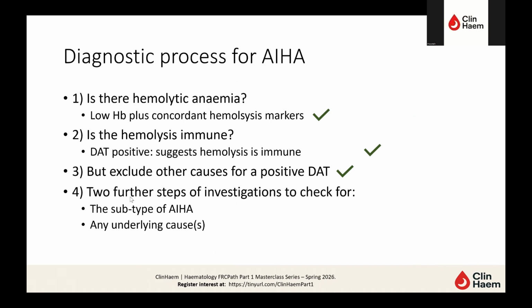So going back to the diagnostic process, we've found hemolytic anemia, which is immune, without any other cause for a positive DAT. We've done the test to see which subtype it is and checked for any underlying cause. Lastly, we do need to do some more tests to provide blood, and the problem is ruling out alloantibodies.